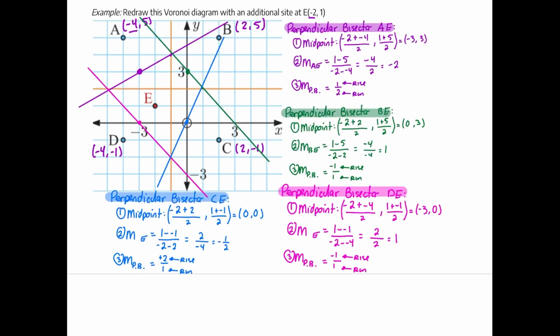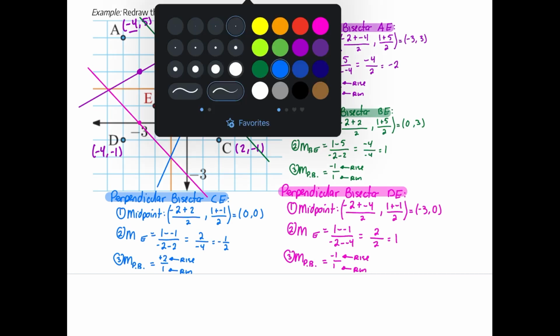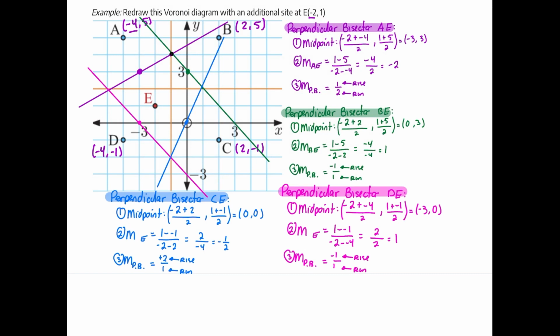So now that you have all of your perpendicular bisectors drawn on your graph, you're going to use a pen to label these new vertices. The new vertices happen when the new perpendicular bisectors cross the existing edges. So we have one here that I put in black. I have another one here, another one here, and another one here. These are the new vertices because they're intersecting with the already existing edges of the Voronoi diagram.